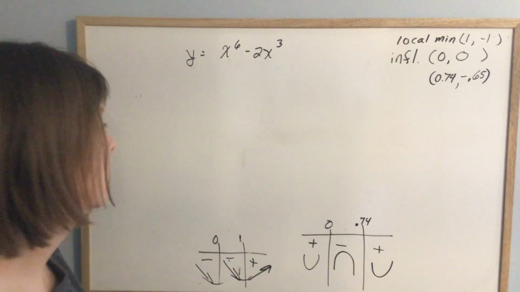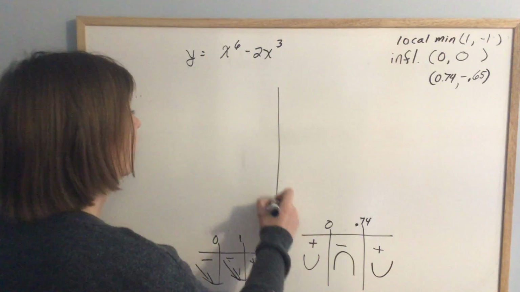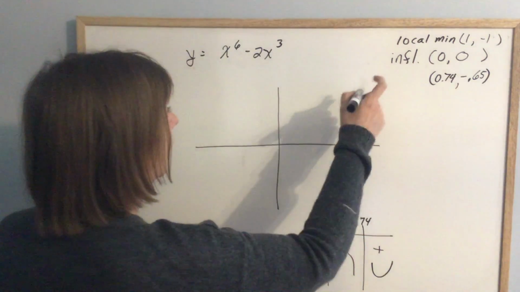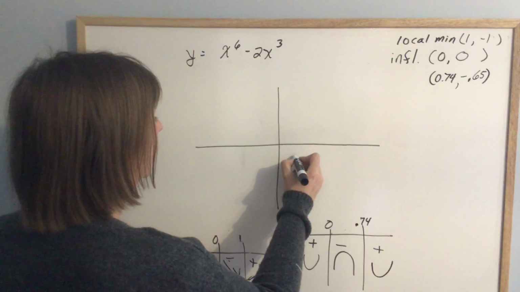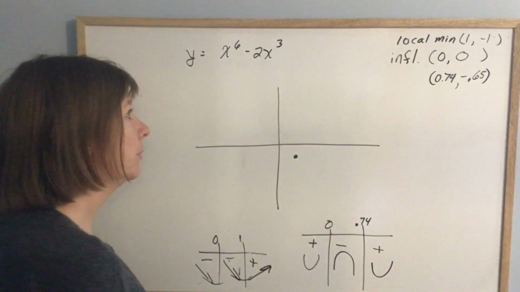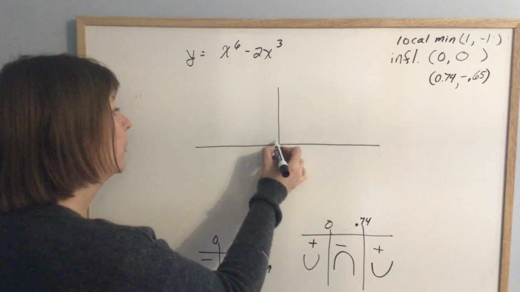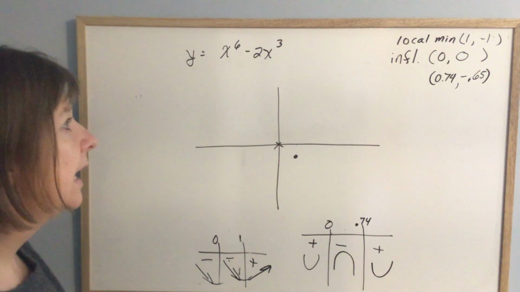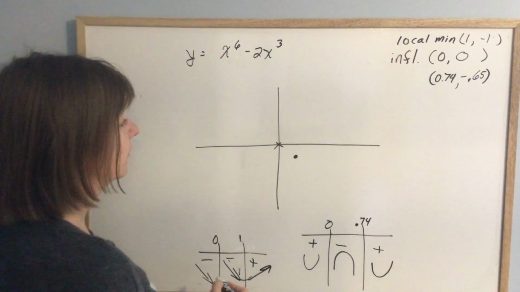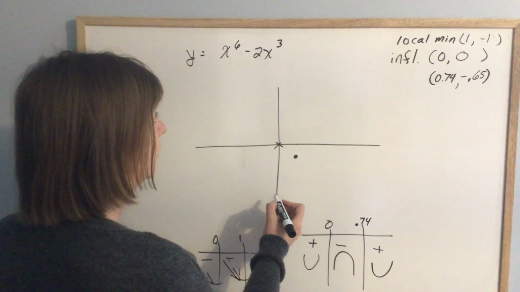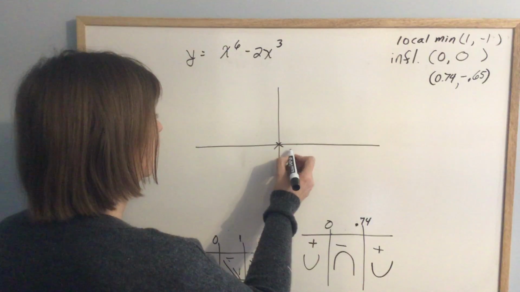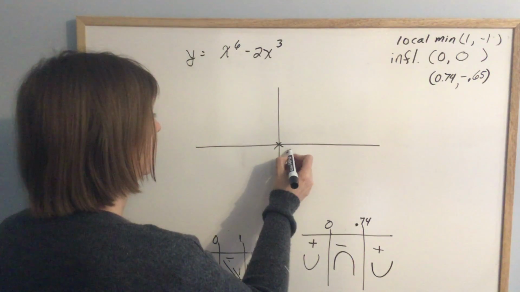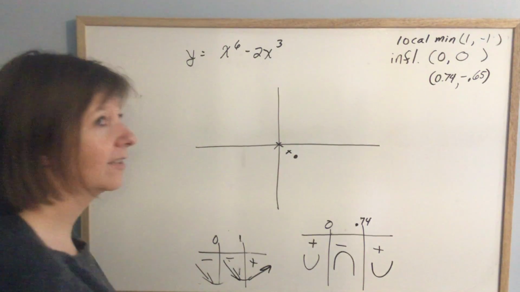So now I have to graph it. So if I'm going to graph this, I know there's a local minimum at 1 and -1. There's a local minimum there. I know there's a point of inflection at 0 and 0. And I know there's another point of inflection at 0.74 and -0.65, which is going to be like, I don't know, right here, which is disgusting.